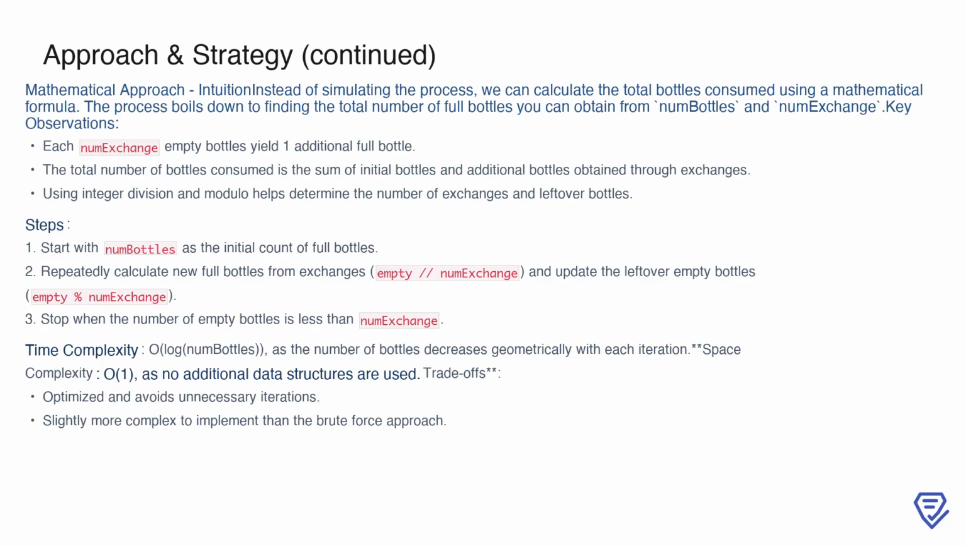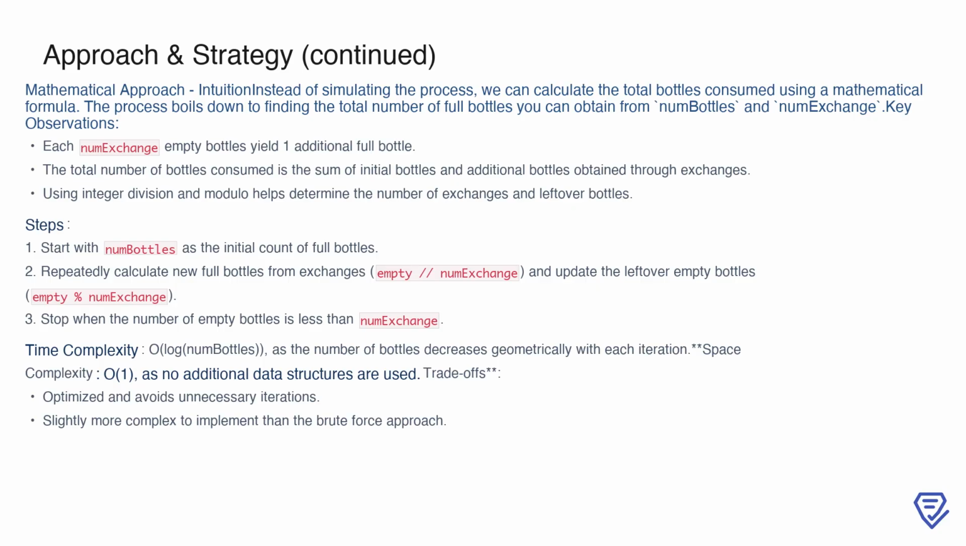the leftover empty bottles. The steps involve starting with the initial count of full bottles, repeatedly calculating new full bottles by dividing the number of empty bottles by number exchange, and updating the leftover empty bottles. This process stops as soon as the number of empty bottles becomes less than number exchange. This approach is much more efficient, with a logarithmic time complexity, O(log number bottles), since the number of bottles decreases geometrically with each iteration. Space complexity remains constant, O(1), as no extra data structures are needed.